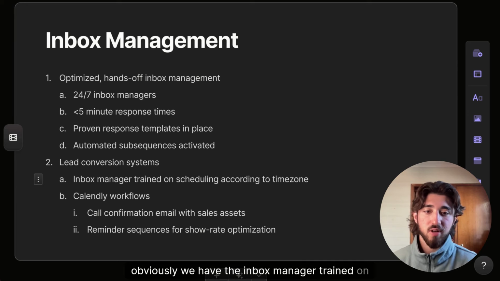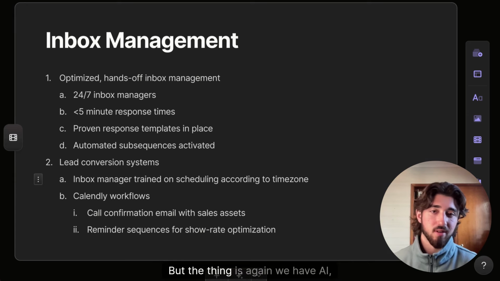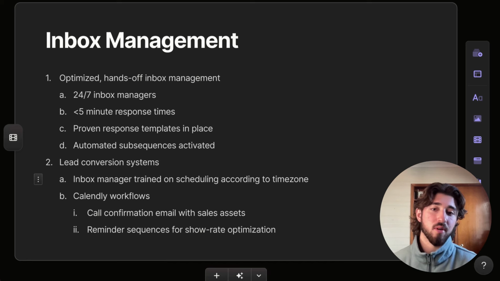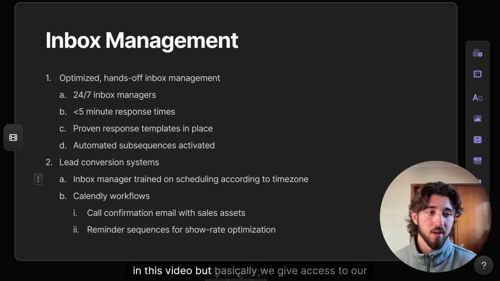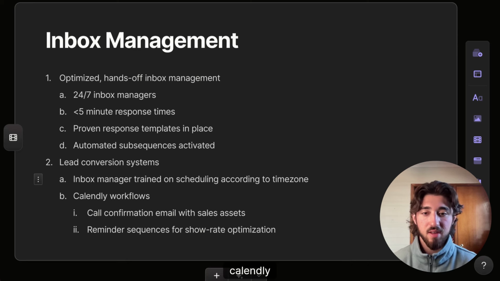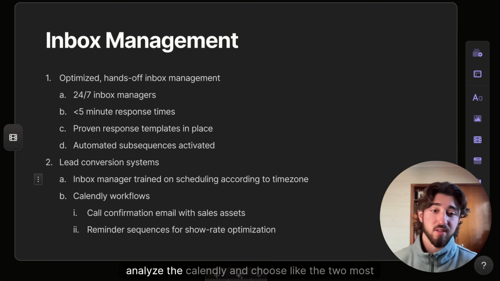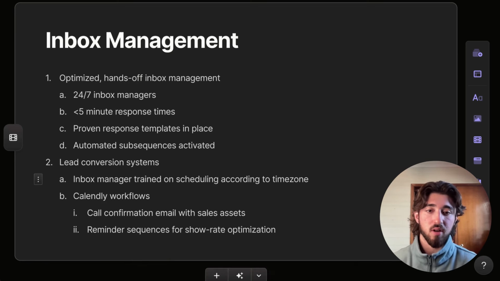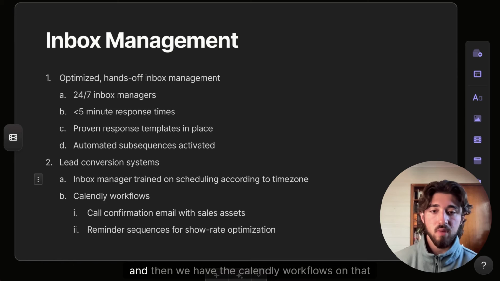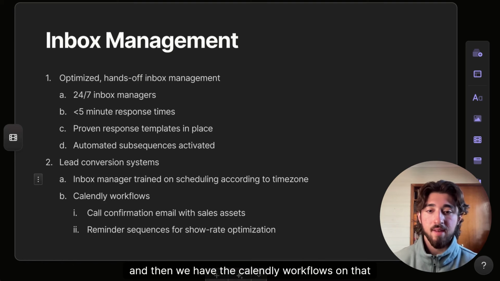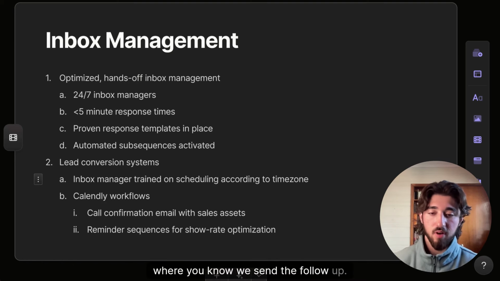obviously we have the inbox manager trained on scheduling according to the time zone. But the thing is, again, we have AI. We're using AI tools. I'm not going to mention the tool in this video, but basically we give access to our Calendly, and from there they can analyze the Calendly and choose the two nearest available times for a call. And then we have the Calendly workflows on that, where we send the follow-up.